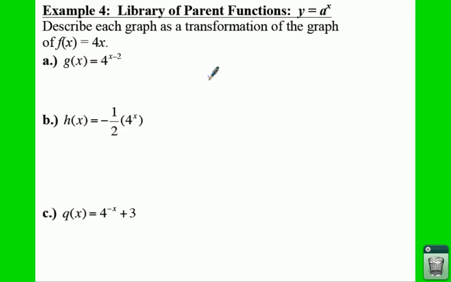here you have to describe each graph as a transformation of 4 to the power of x. So then what you get is g of x equals 4 to the power of x minus 2. Well, this 2 is with your x, so that means you're going to have a horizontal shift. And this is going to give you a horizontal shift to the right 2 units.